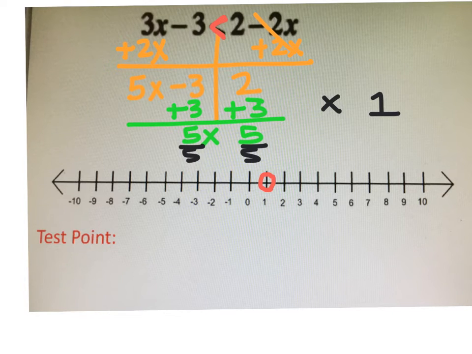So now to figure out which way I'm going to draw my arrow, I'm going to pick a test point. You can pick a test point over here to the right or to the left. Okay, this time I'll pick one over here to the left. I'll use 0 as my test point.